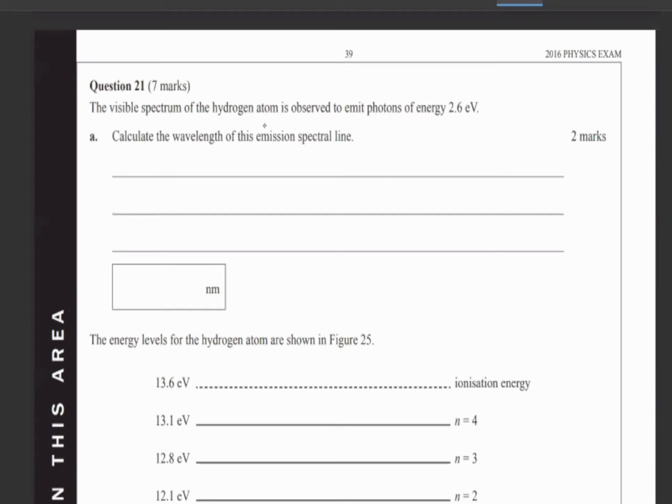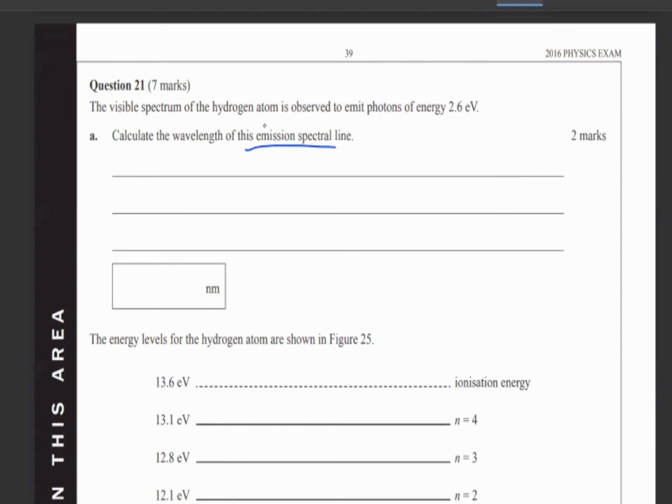So next question, calculate the wavelength of the emission spectral line. So we can do E equals hf, and f equals c over the wavelength. So then we can find it for this one. Over E, since it's in eV, we know Planck's constant is going to be in eV.